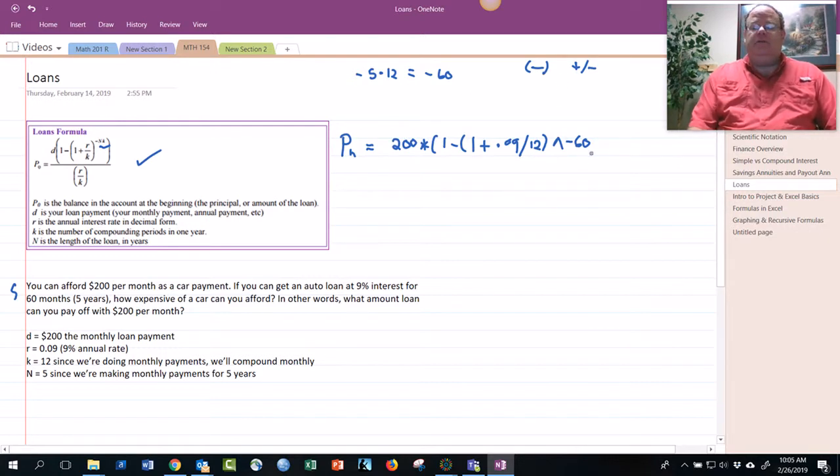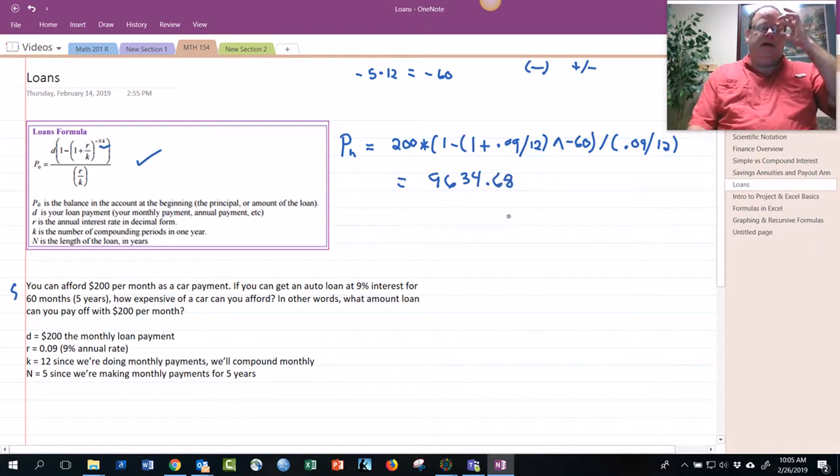All right, so we need to finish this. We close parenthesis to end the numerator, divide, open parenthesis. The rate again is 0.09, k is 12. So that's it. If you punch this into your calculator or into Excel, you will get $9,634.68.